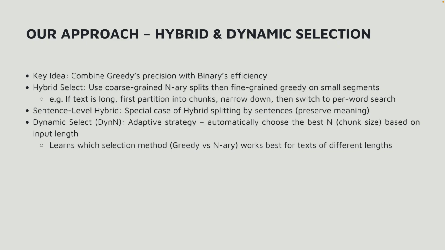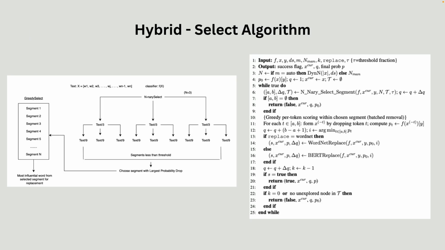So we went ahead and created an algorithm called the hybrid method, and I'll also introduce dynamic selection as well. In hybrid select, we start off with the n-ary select itself, and suppose in this instance we have n equal to 3, where the text gets split into 3 segments.